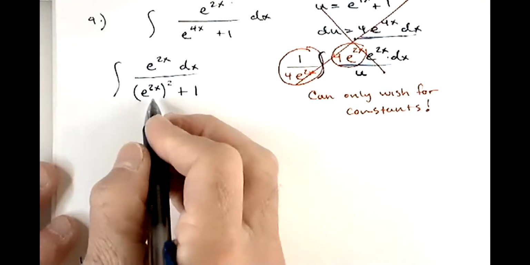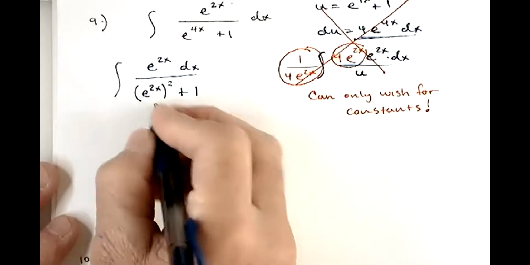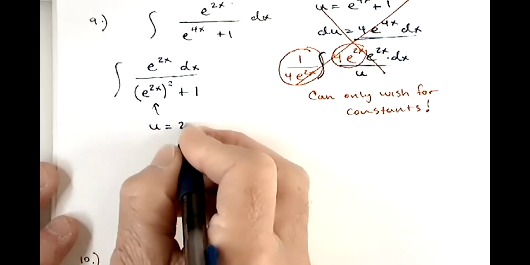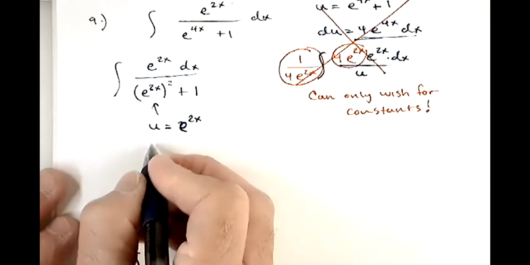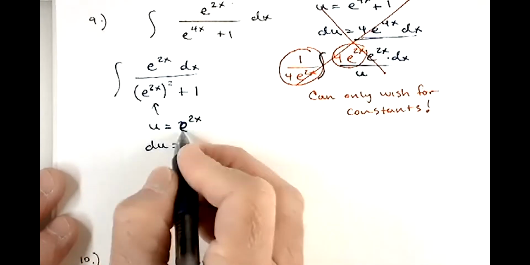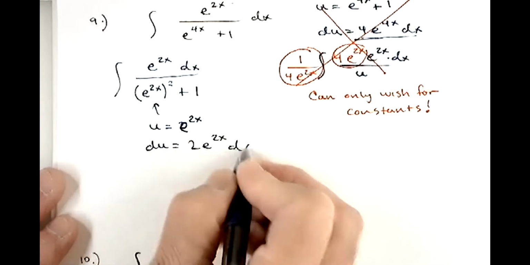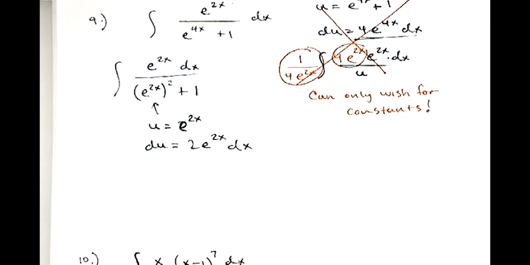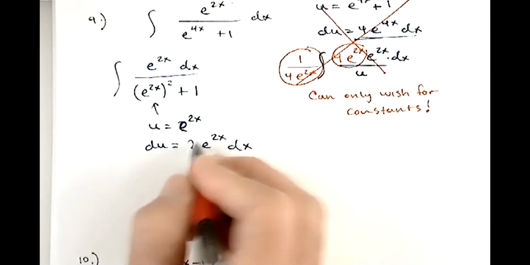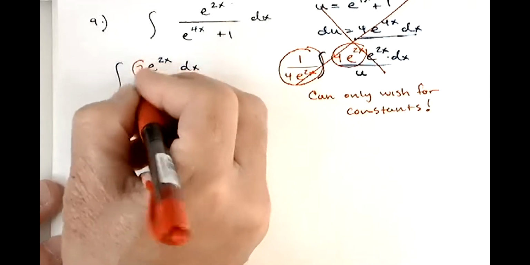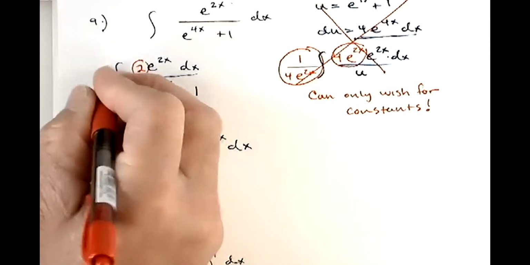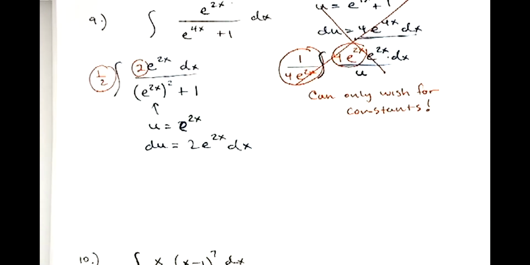and let u be this one right here, e to the 2x, du is 2e to the 2x dx, which I can now make work by only wishing for a constant here. I only have to wish for a 2 here, and then do a 1/2 on the outside to compensate. You can't wish for an A, sorry, only numbers.